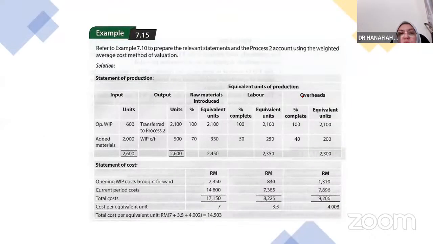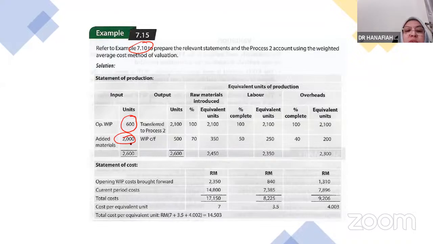Let me show you this example. We refer to the same example, based on the 7.1 just now, 7.10. The opening work in progress is 600, and at that process during the month you add another 2,000.